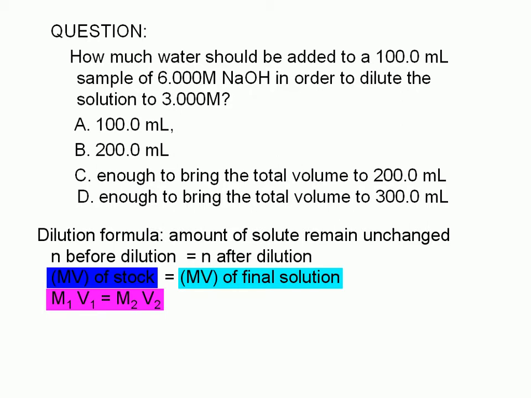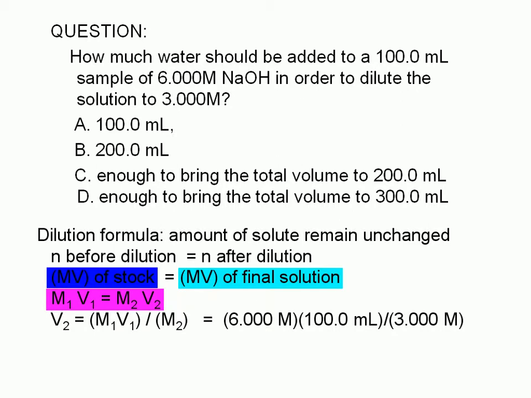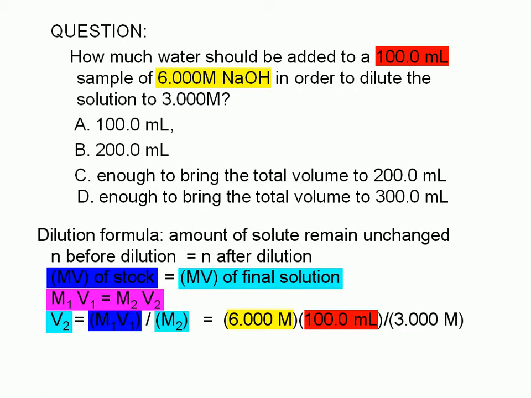The dilution formula will allow us to solve for the volume of the final solution. V2 equals M1 times V1 divided by the final molarity M2. Our stock molarity is given in the problem as 6.000 moles per liter. The volume of stock that is used is given as 100.0 milliliters, and the molarity of the resulting solution is given as 3.000 moles per liter.